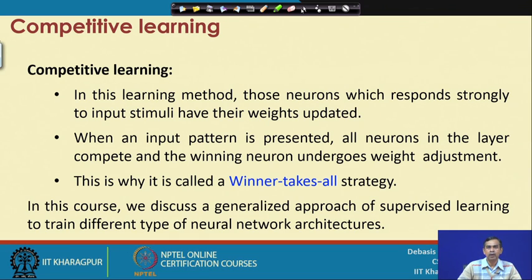In this particular course it is not possible to cover all the learning techniques. We will cover only the generalized approach of the supervised learning techniques, and then we will also discuss the different architectures to learn it.